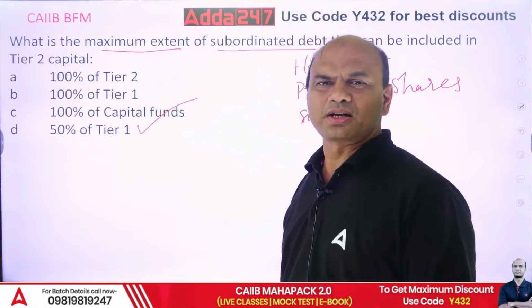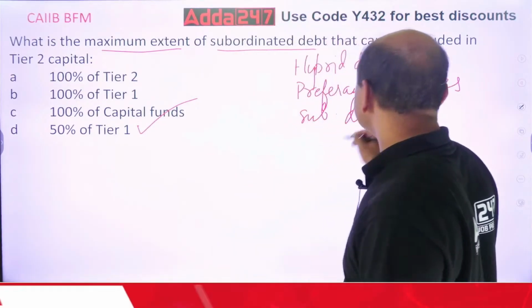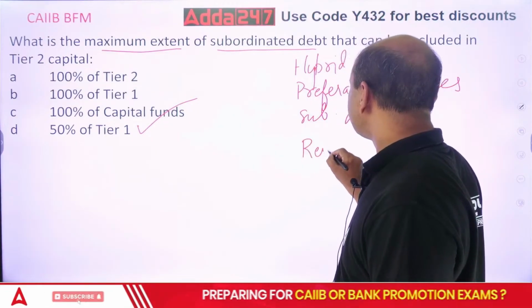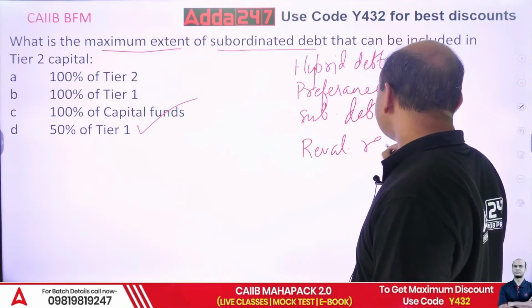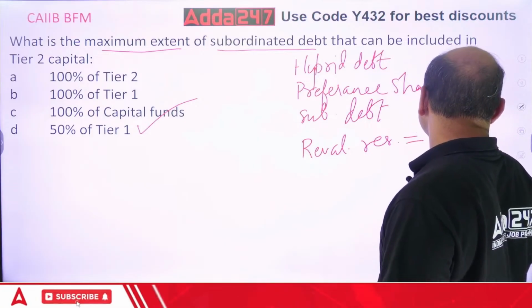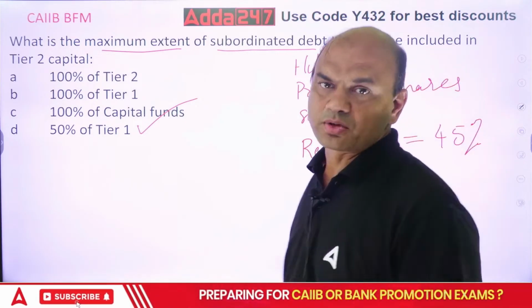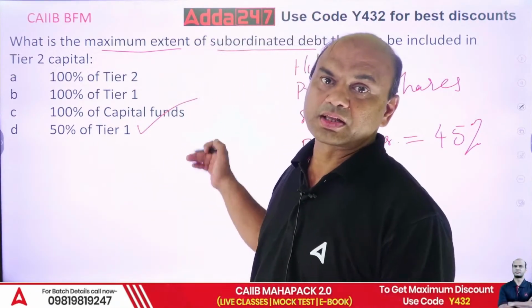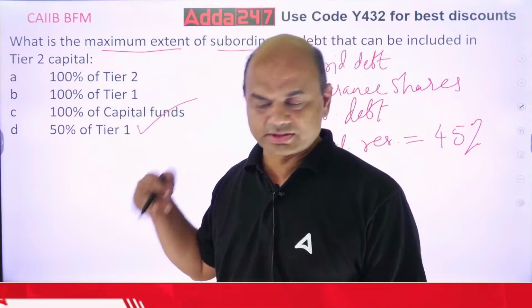There are certain rules and regulations given for revaluation reserve. So this is a part of tier 2, but in tier 1, reval reserves. These are to be taken at what? They are to be taken at 45%. Means 55% discount. You have to take it at 45%. Subordinate debt cannot be taken by more than this 50%.